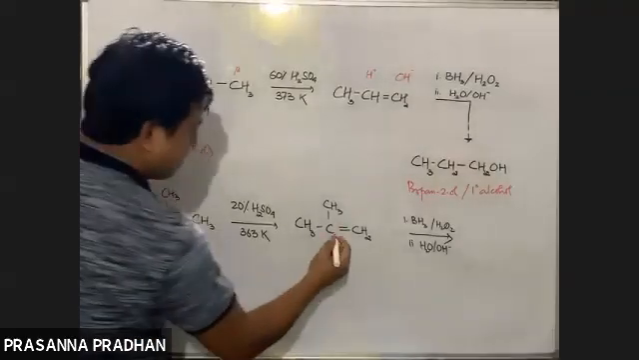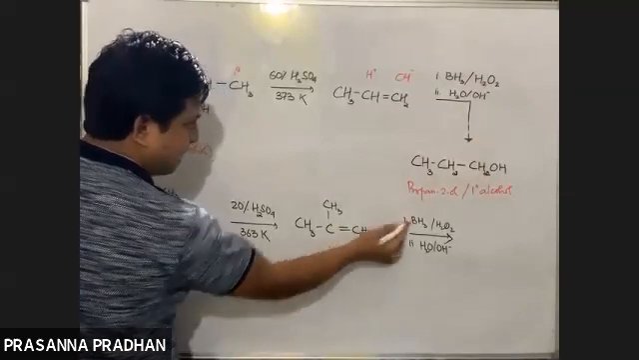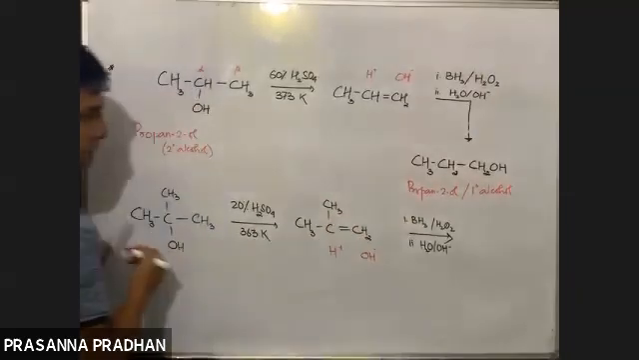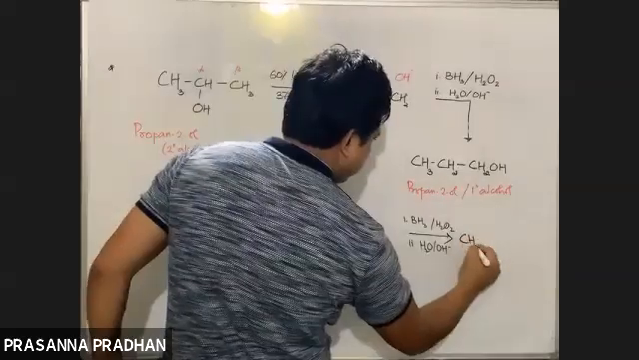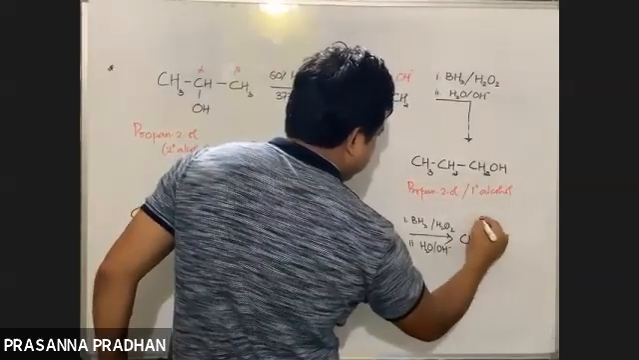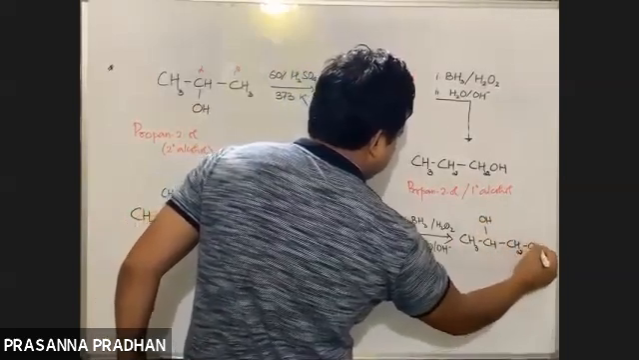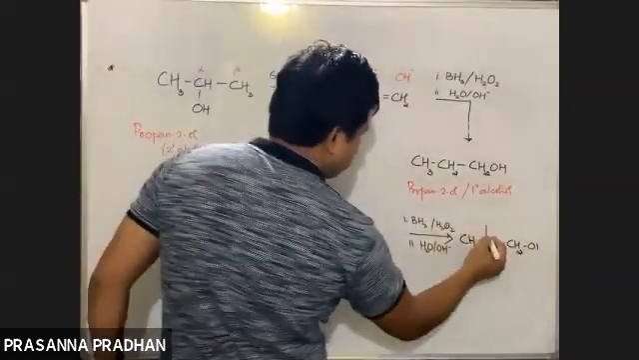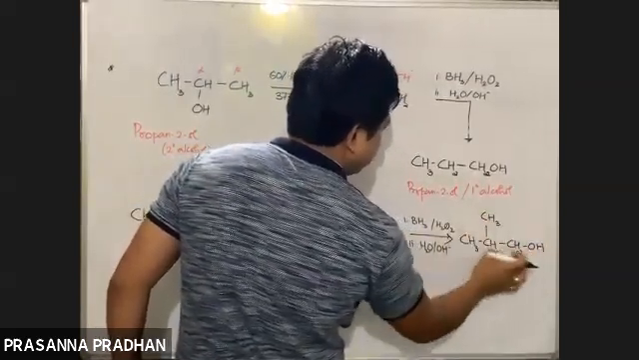Again, H positive I think will be added to the carbon containing lesser hydrogen, anti-Markovnikov's. So H positive यहाँ पर add होगा, OH negative यहाँ पर add होगा. Anti-Markovnikov's addition. Isobutanol. CH3, CH, CH2OH. So we get isobutyl alcohol.